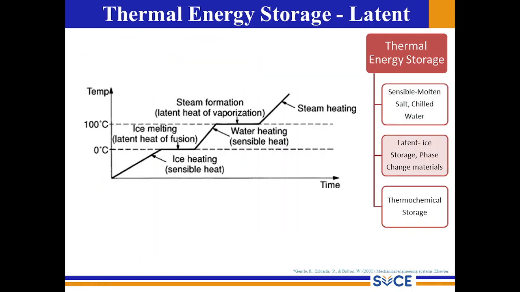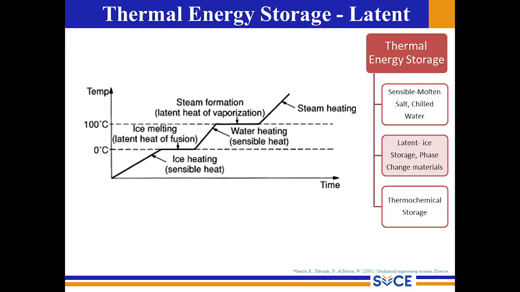So from this image, we can see sensible and latent heat. When you talk about water, at a temperature below zero, it is in the form of ice. Between 0 and 100 degrees Celsius it is in the form of water, and beyond 100 degrees Celsius, it changes into steam. So any heating or cooling below 0 degrees Celsius, or between 0 and 100 degrees Celsius, or above 100 degrees Celsius is termed as sensible heat. They give the heat in terms of sensible heat.